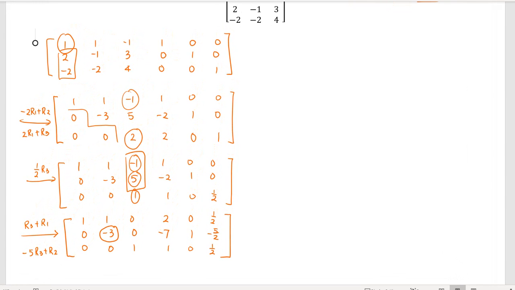Okay, now let's go up here. We want to divide it by -3. So 0, 1, 0 divided by -3, so 7/3. This is -1/3. Negative becomes positive, and then 5/6. All right.